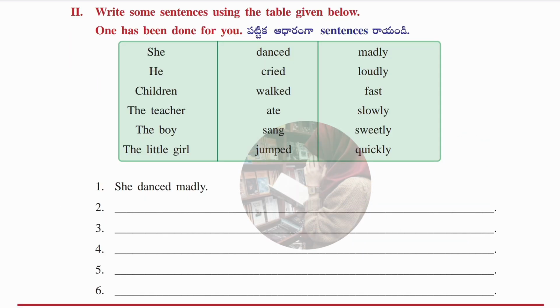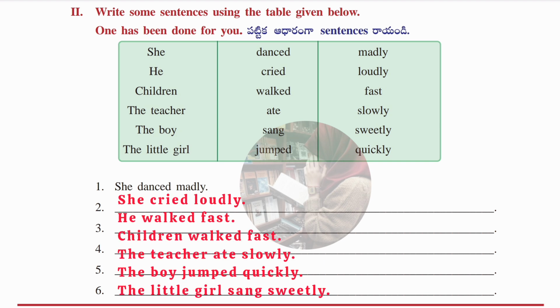Now we'll see the second Roman, where a table is given. With the help of this table, we need to phrase a sentence. We have to pick one word from each column and make a sentence. One example is already given, which is: she danced madly. You can make more than 6 sentences also.